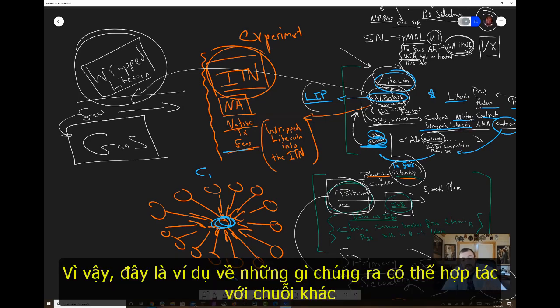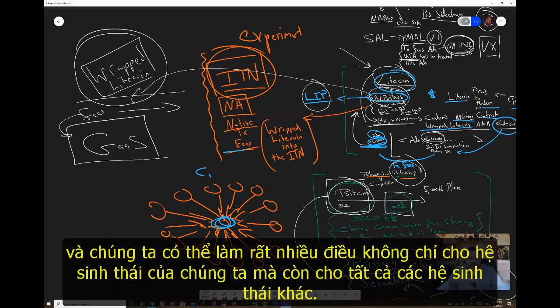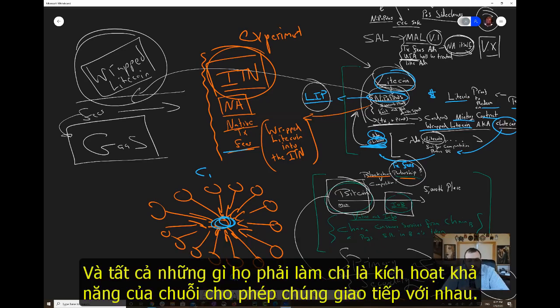So this is the example of what happens when you think about partnership, is that you say we can do a lot of things, not just for our own ecosystem, but for all other ecosystems. And all they have to do is just enable the chain's ability to talk to each other.